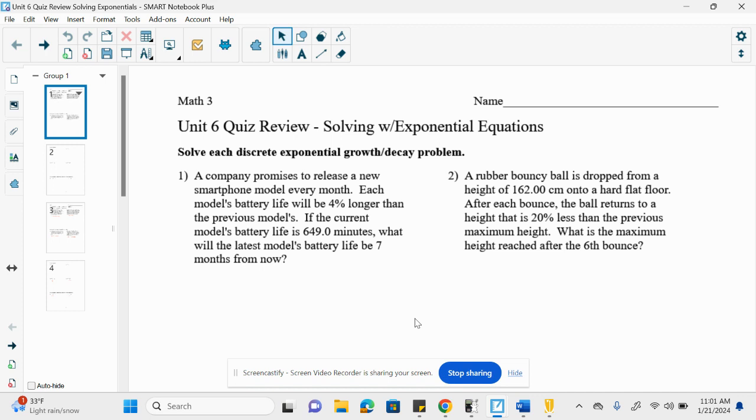Hi guys. So I am home because my daughter's sick. She has a fever, so I'm stuck at home today. So we still are just reviewing for our quiz tomorrow.